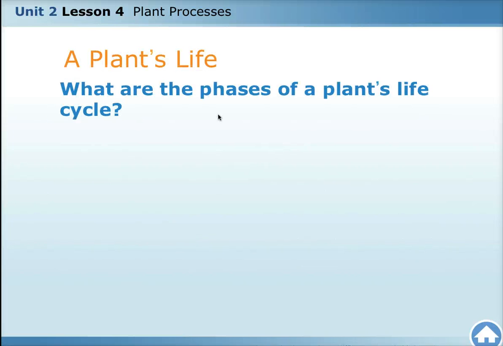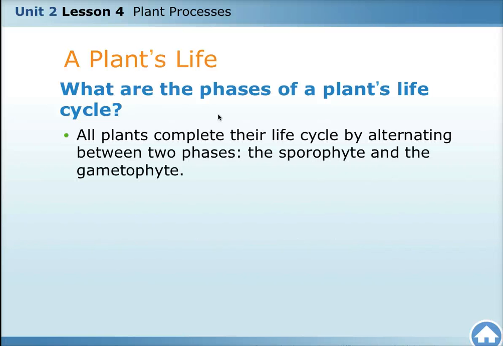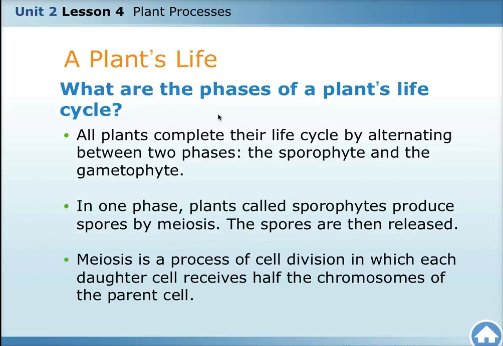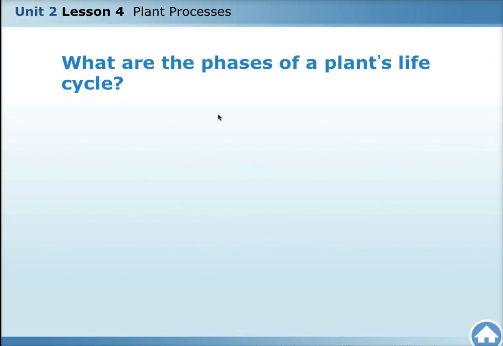So what are the phases of a plant's life cycle? I'm on page 124 in your text. All plants complete their life cycle by alternating between two phases, the sporophyte and the gametophyte. In one phase, plants called sporophytes produce spores by meiosis. These spores are then released. Meiosis is a process of cell division in which each daughter cell receives half the chromosomes of the parent cell.